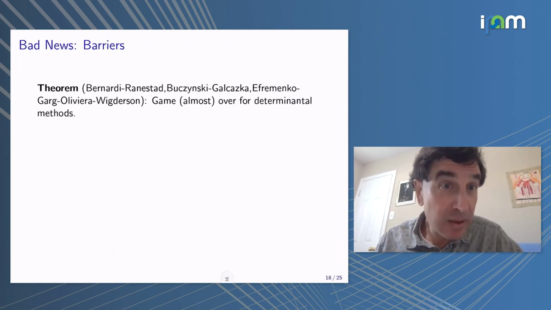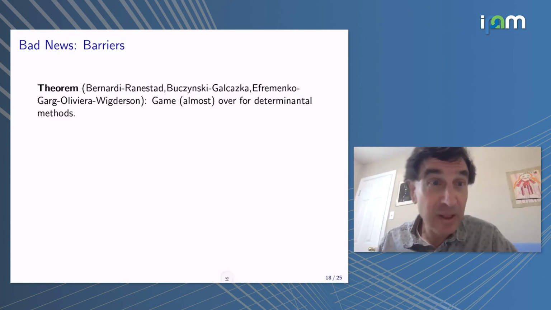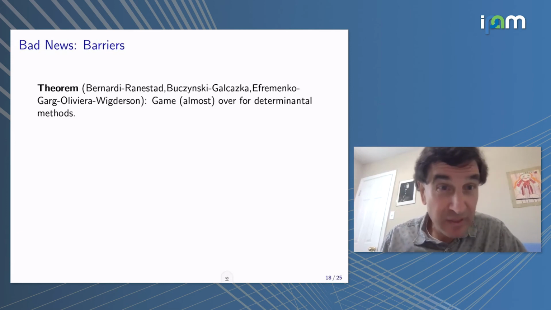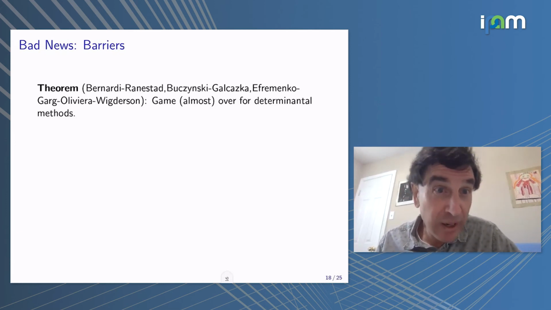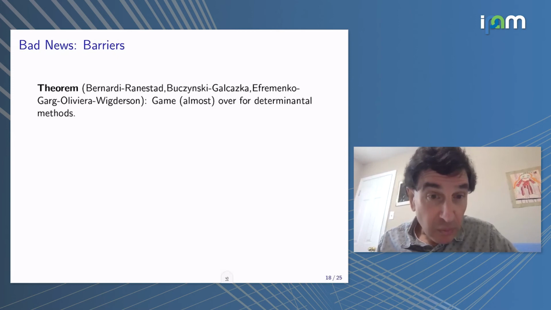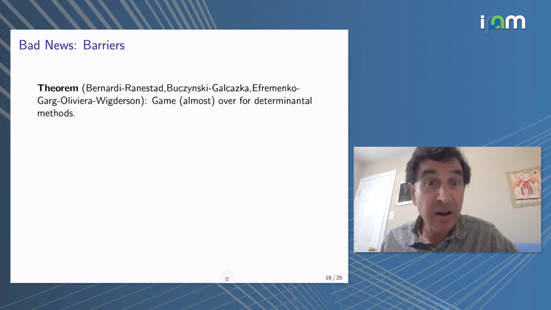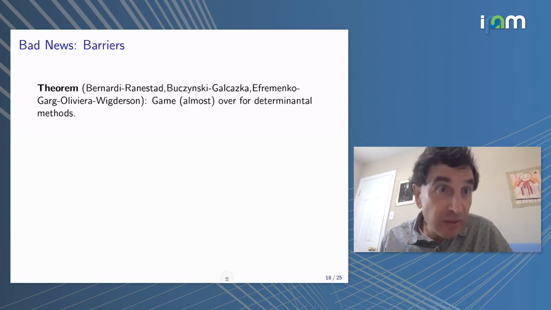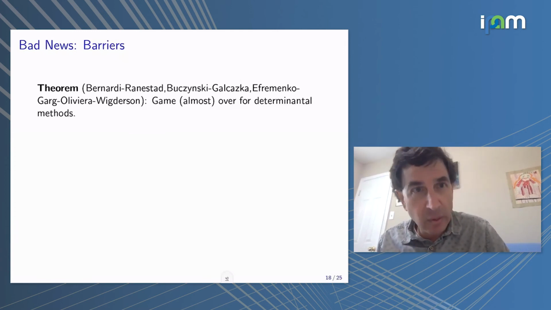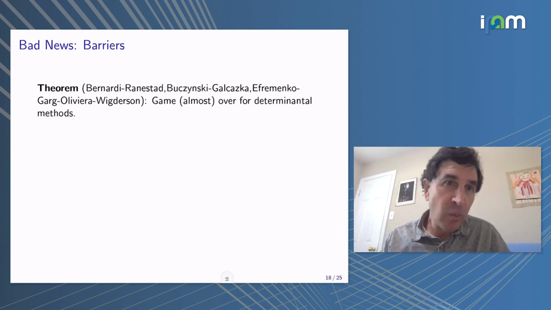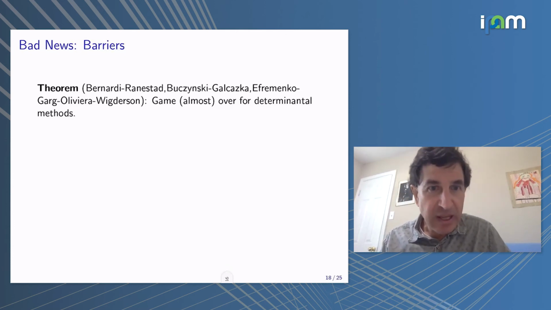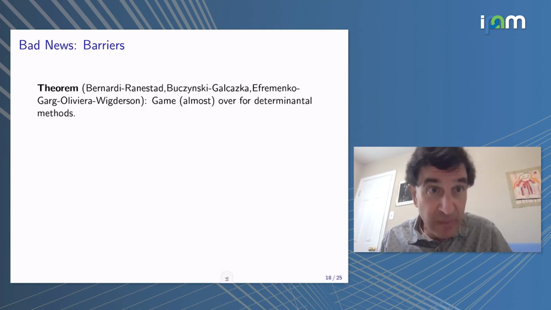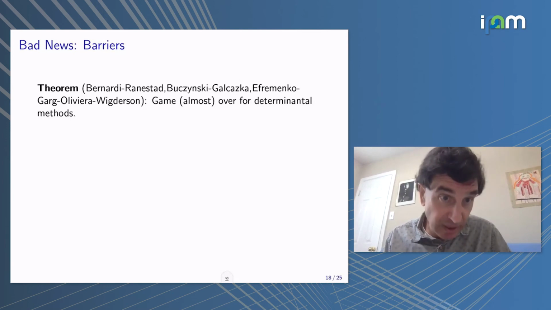Okay. Now, some bad news. We were excited, but we were not able to do better than that. And we were wondering why. And then a remarkable confluence happened, one in the world of complexity theory and one in the world of algebraic geometry, saying that the game is basically over for this kind of trick of mapping your space into a space of matrices.